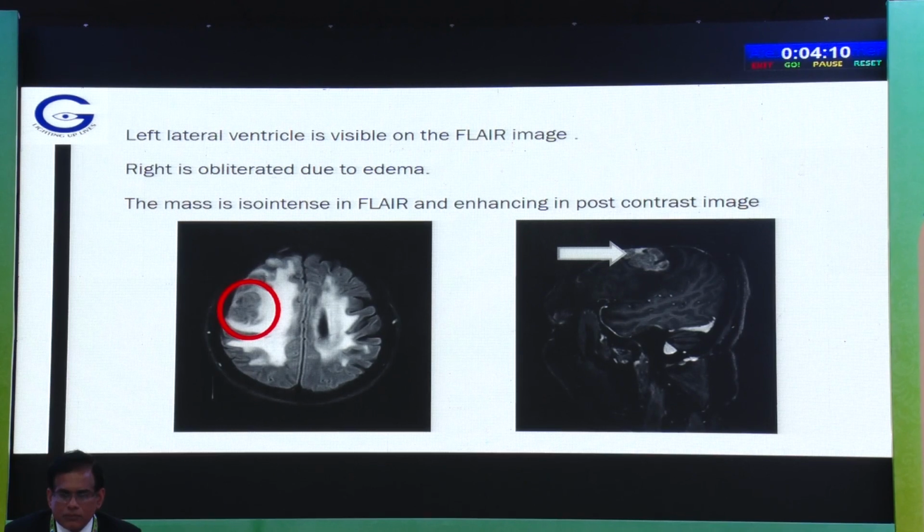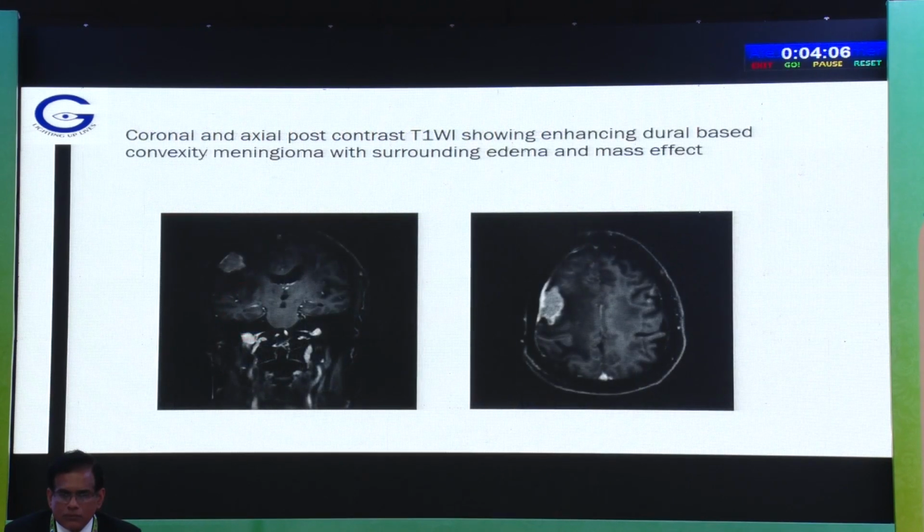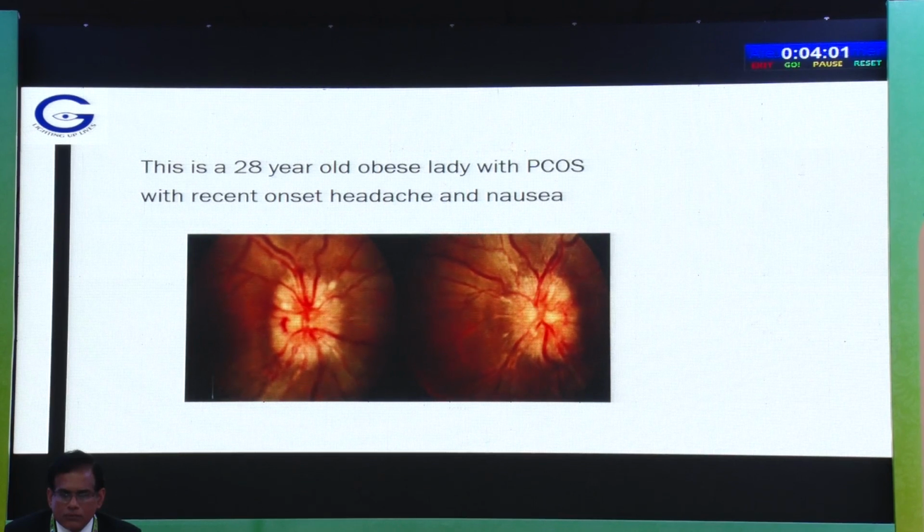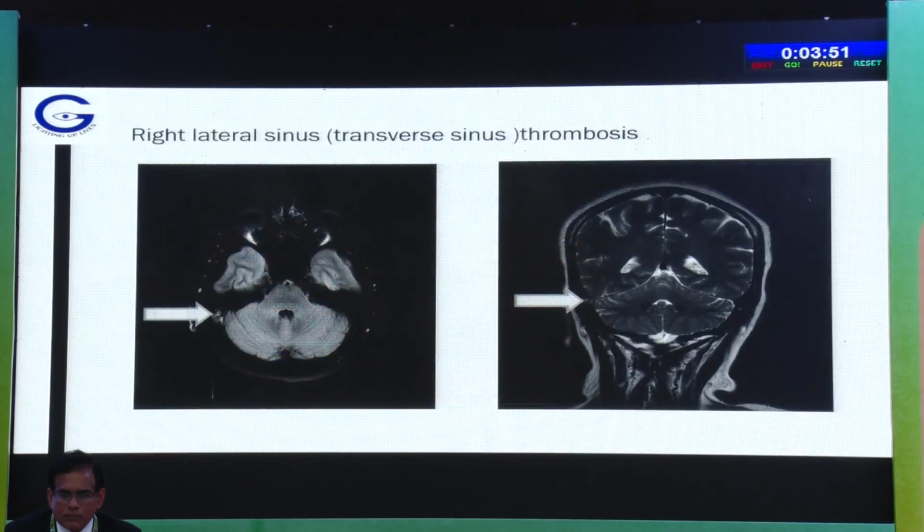So this disc edema is because of this space occupying lesion. This is the post-contrast picture. And this is a 28-year-old obese lady with polycystic ovarian syndrome with a recent onset headache and nausea, and again bilateral disc edema. We again imaged her, and there was lateral transverse sinus thrombosis.